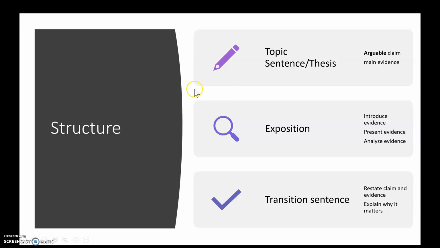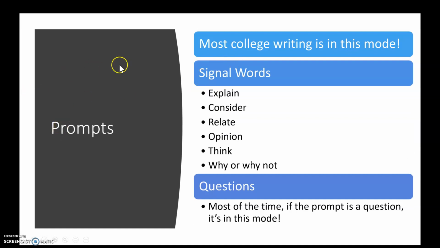I think I said that everyone who gets a speeding ticket should be beheaded. But it works if you use this structure. People will believe you. So prompts.